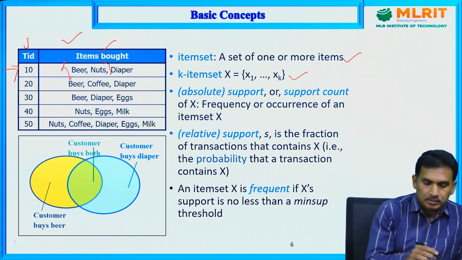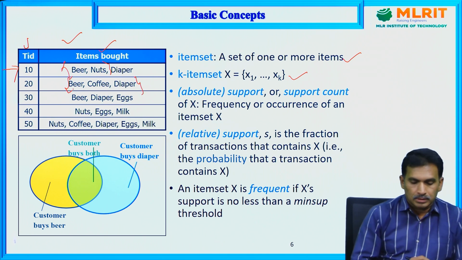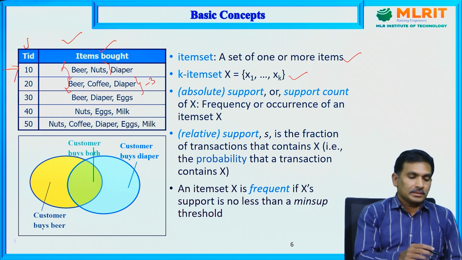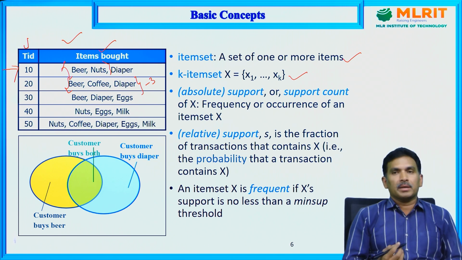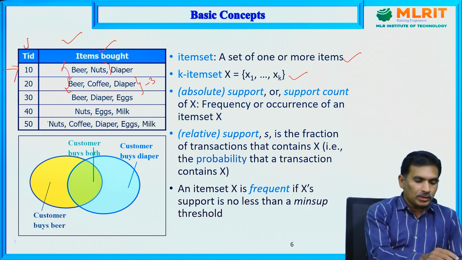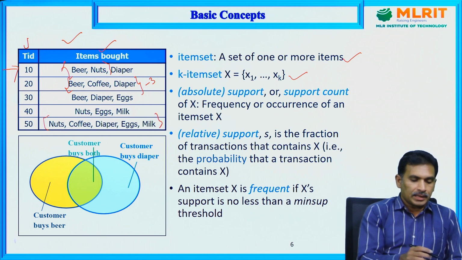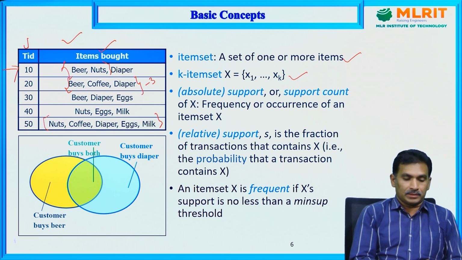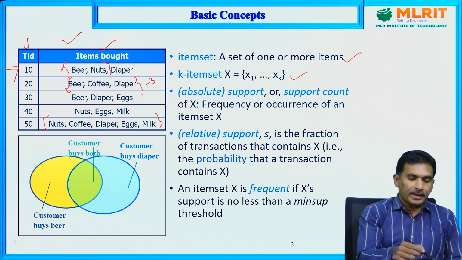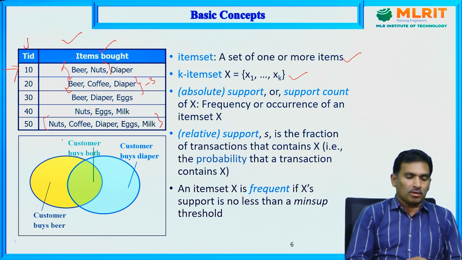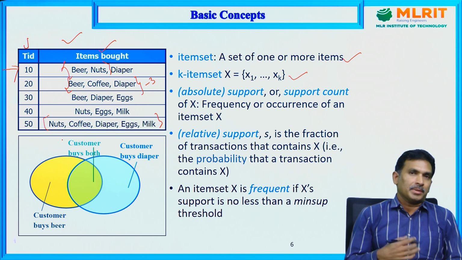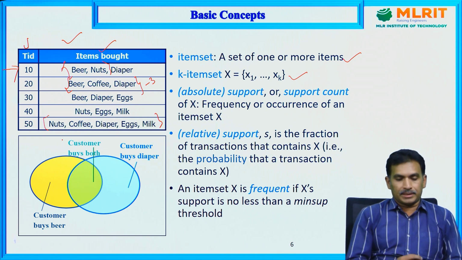For example, suppose this is also a 3 item set, because it has 3 items: beer, coffee, and diaper. And similarly, you can take this example, and this item set has 5 items. The length of this item set is called a 5 item set, because there are 5 items in this set: nuts, coffee, diaper, eggs, and milk. So that is a k item set, based on the number of items in a set.